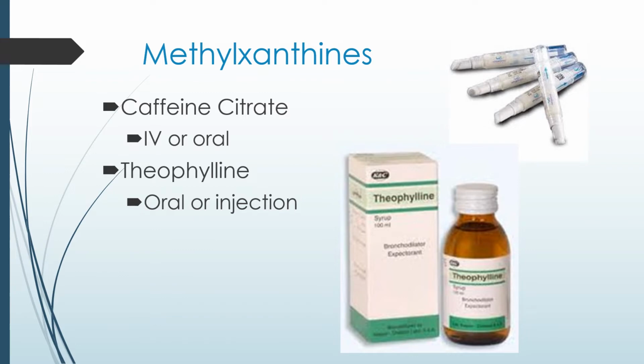When we're talking about methylxanthines, caffeine citrate is here. Caffeine citrate's the one that we use for kids, and then theophylline's the next one. Caffeine citrate can be given IV or oral, but in the NICU, obviously it's traditionally given intravenously. Theophylline is going to be in an oral dose or an injection. Typically, with my experience, your mileage may vary, it's going to be an oral therapy for those patients.